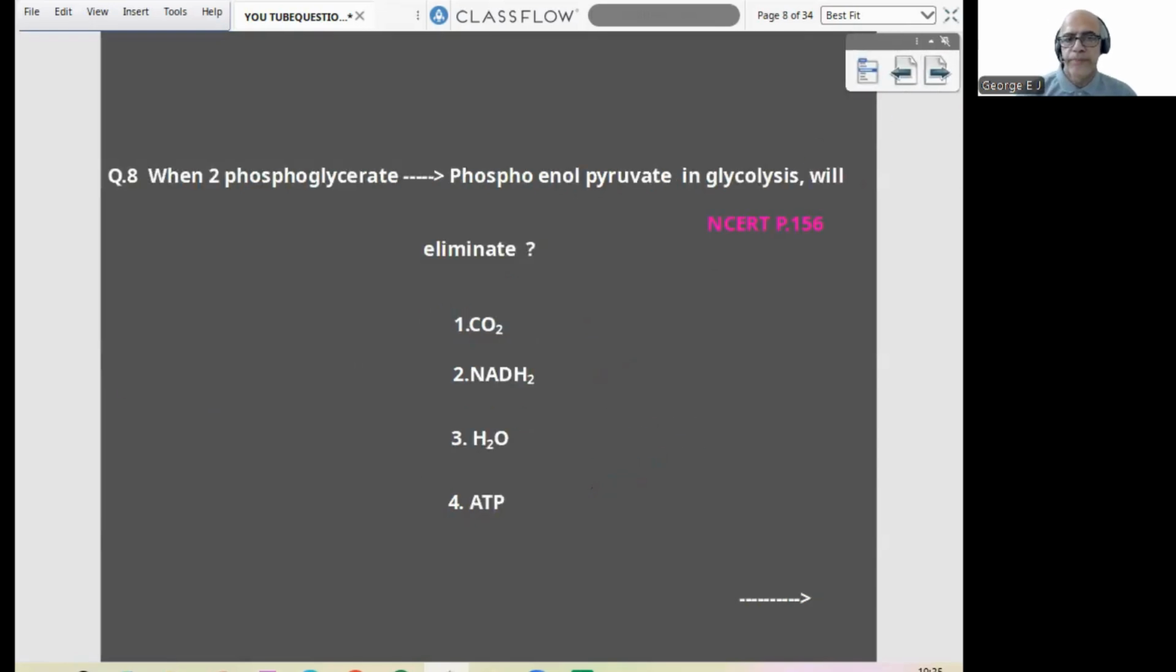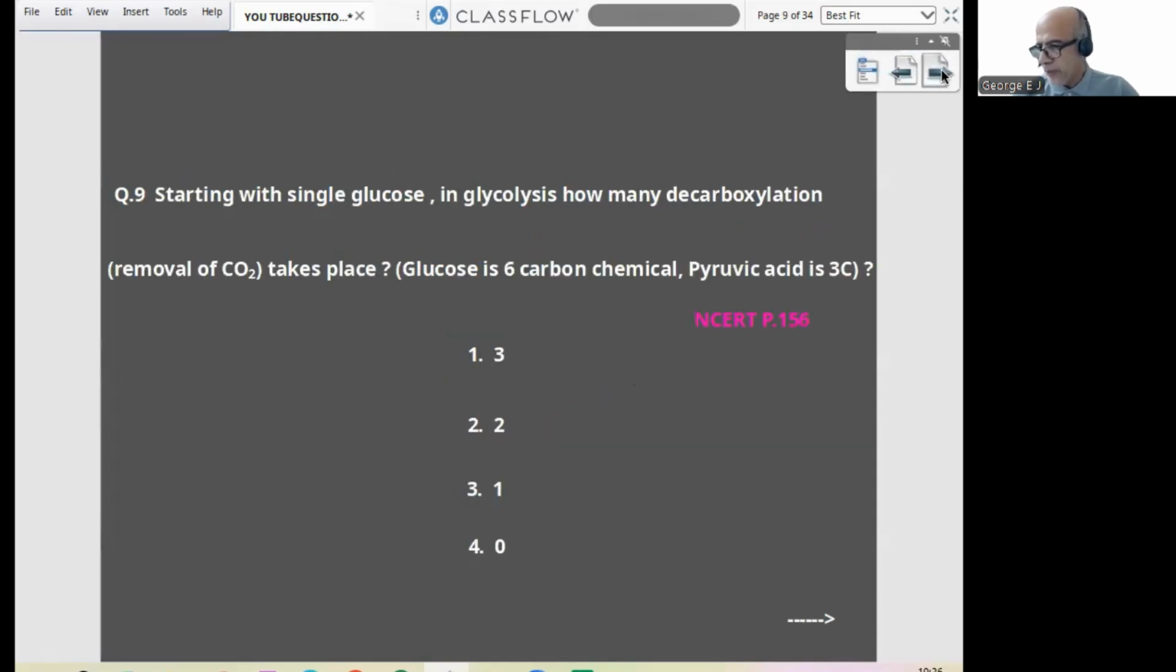Now, the 8th one. When 2-phosphoglycerate is converted into phosphoenol pyruvate in glycolysis, which chemical will be eliminated? It is nothing but water, H2O. So it is dehydration, the removal of water, and we can call it by that name. So the option is 3. Now, question number 9.